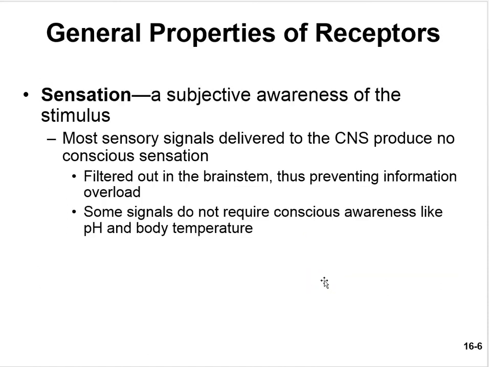The sensation is an awareness of stimuli. And most sensory signals are delivered to our central nervous system and they produce no conscious sensation at all. They're filtered out in the brainstem to prevent information overload, sometimes also called habituation. Some signals don't even require conscious awareness, like the changes in pH and body temperature. Thank goodness, because we wouldn't want to be having to worry about that all the time.